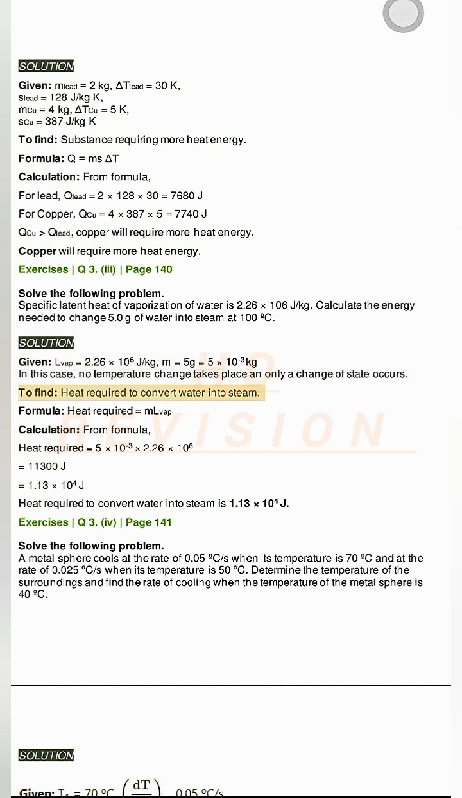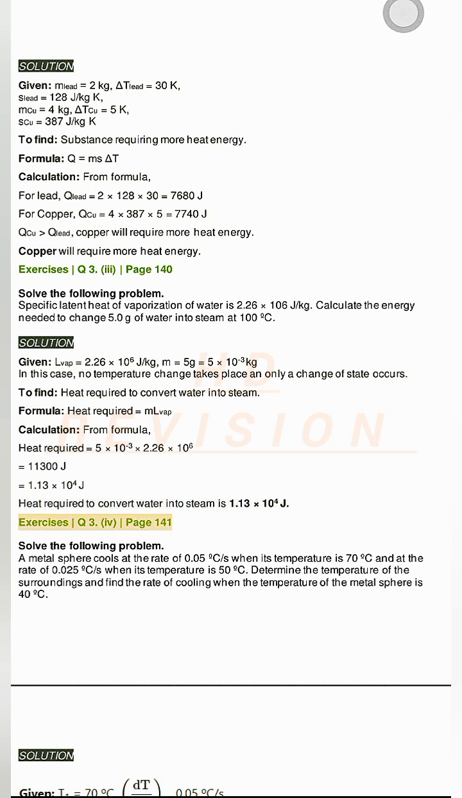To find heat required to convert water into steam. Formula. Heat required equals m L vap. Calculation. From formula. Heat required equals 5 times 10 to the power minus 3 times 2.26 times 10 to the power 6 equals 11,300 J equals 1.13 times 10 to the power 4 J. Heat required to convert water into steam is 1.13 times 10 to the power 4 J.